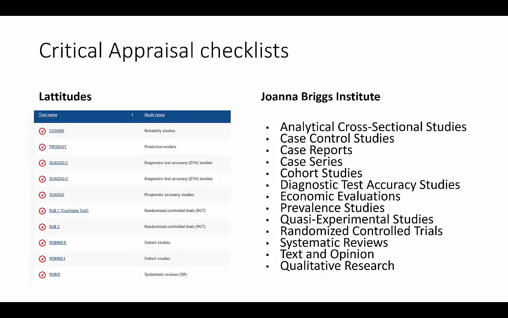It does include the Cochrane list, and then you'll see other ones on here. So they have the reliability studies, prediction models. So there's different ones on here than you would see on Joanna Briggs. So I like to present them with a list of options to pick from and just talk through what's available from that.